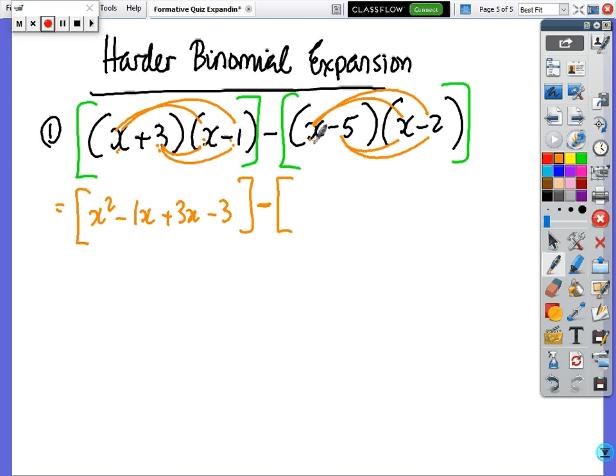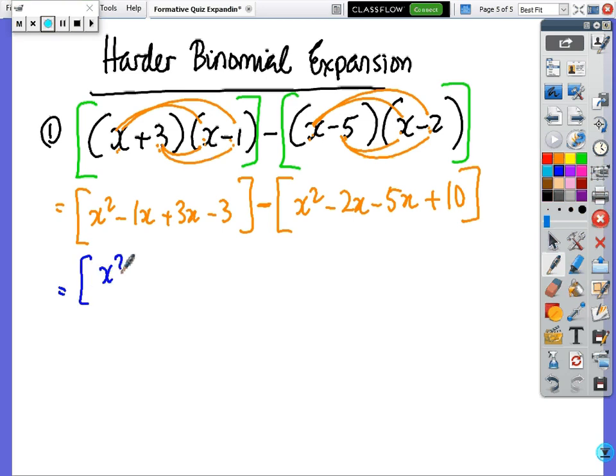FOIL. X times x is x squared. X times minus 2 is minus 2x. Minus 5 times x is minus 5x. Minus times a minus is a plus. 5 times 2 is 10. So that's the bracket. So now we'll simplify actually.